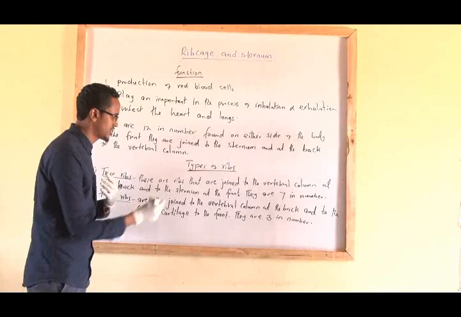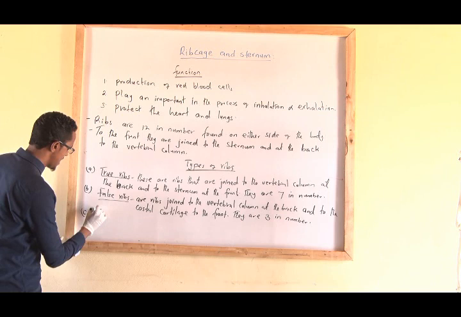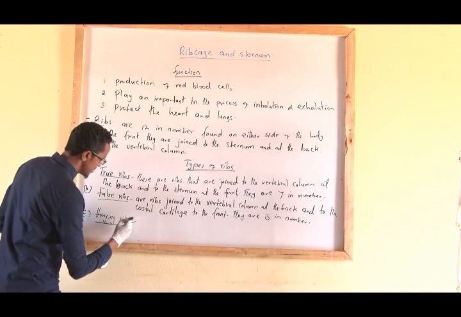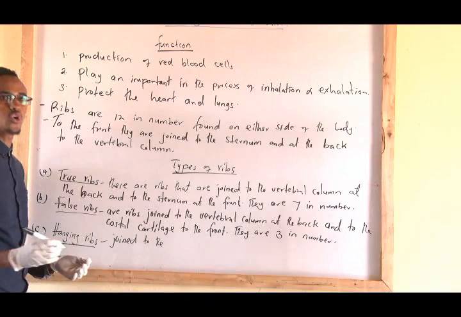And lastly, I have floating ribs. These are ribs joined to the vertebral column. They are joined to the vertebral column at the back.